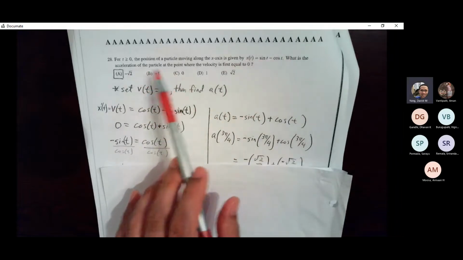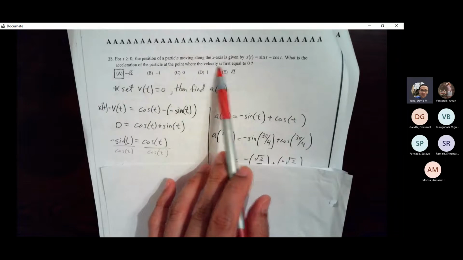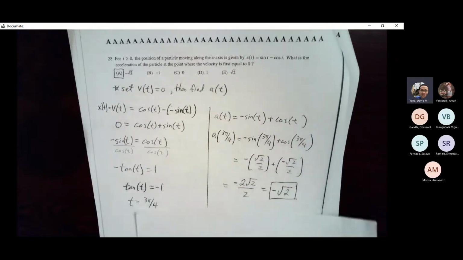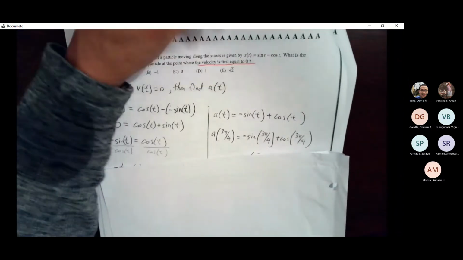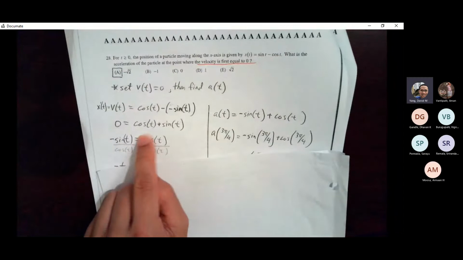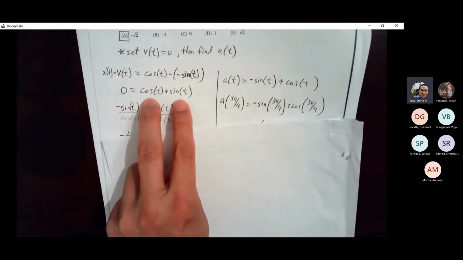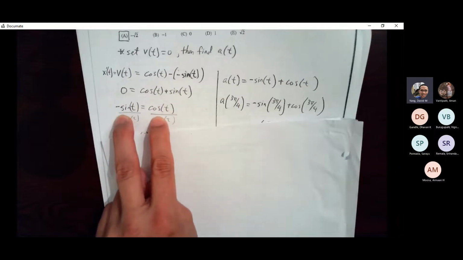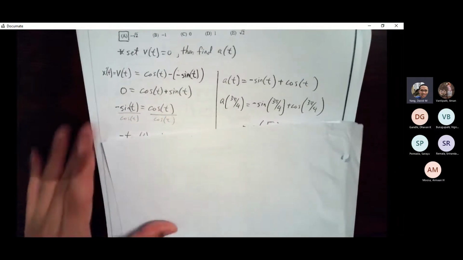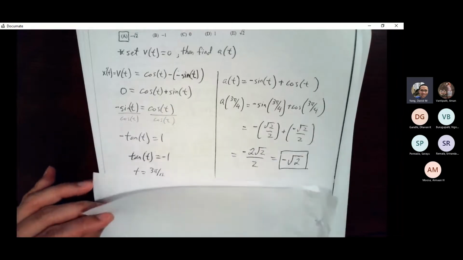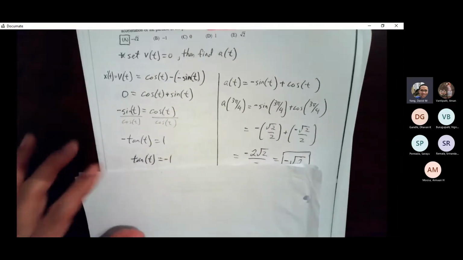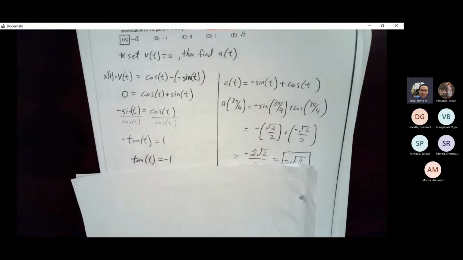Okay, it says, what's the acceleration when the velocity is first equal to 0? So I need to figure out the time value when velocity is equal to 0. So I do need to take a pause and actually set the velocity equal to 0 and see if I can make my way to solve for t. So 0 equals cosine plus sine. Negative sine equals cosine. Divide both sides by cosine. Tangent equals -1. So where is tangent equal to -1? It's going to be at intervals of pi over 4. But we know that tangent is going to be negative in the second and fourth quadrant.